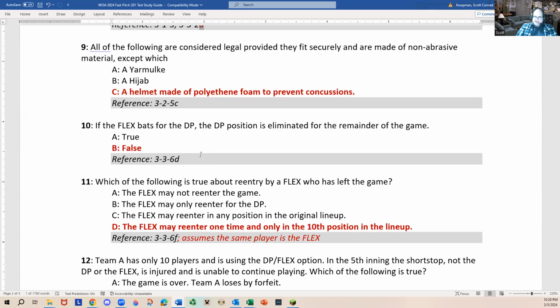The team would have to have special permission for a player to wear that. Otherwise, it's just not legal. In this case, 3-2-5 tells you about why these two things are legal.